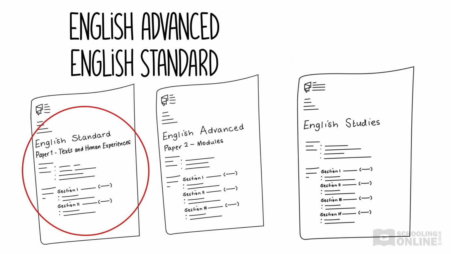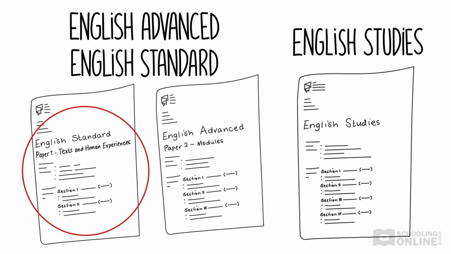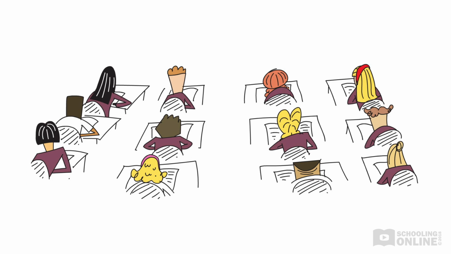If you are an English Studies student, then you will only have one English exam. The Texts and Human Experiences module will be tested in Sections 1 and 2 of your exam. Basically, you will all have to complete two exam sections that test your knowledge of texts and human experiences.